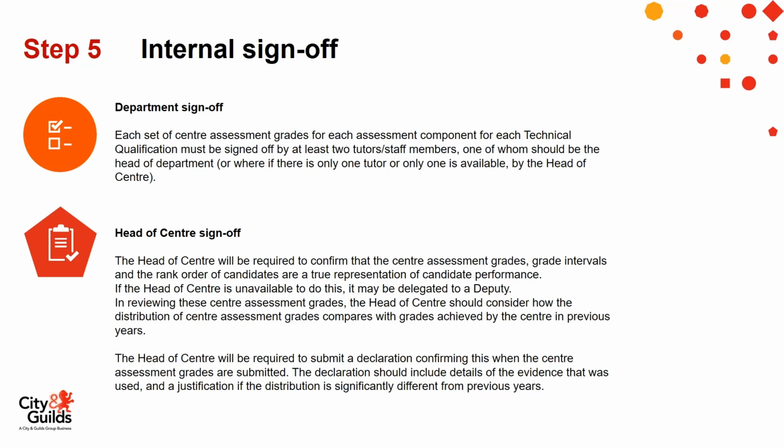The second stage is the sign-off by the head of centre. The head of centre will be required to confirm that the centre assessment grades, grade intervals and rank order of candidates are a true representation of candidate performance. If the head of centre is unavailable to do this, it may be delegated to a deputy. In reviewing these centre assessment grades, the head of centre should consider how the distribution of centre assessment grades compares with grades achieved by the centre in previous years.